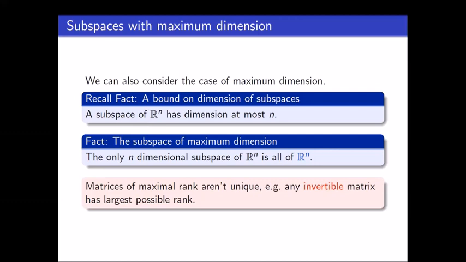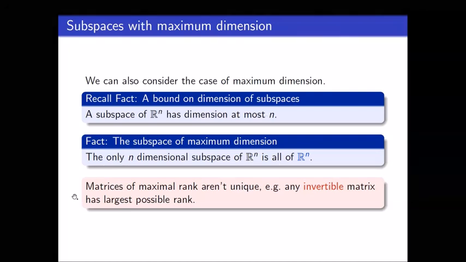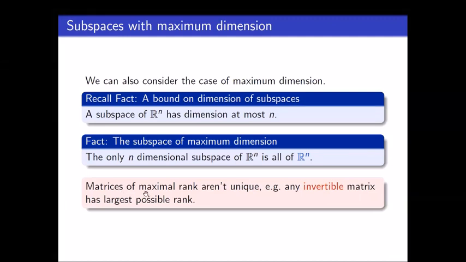But if it does have dimension n, like a subspace of Rn, then it is actually going to be Rn itself. And that's what I have for the next fact. And for matrices, this concept of maximal rank isn't unique. In other words, any invertible matrix has the largest possible rank.